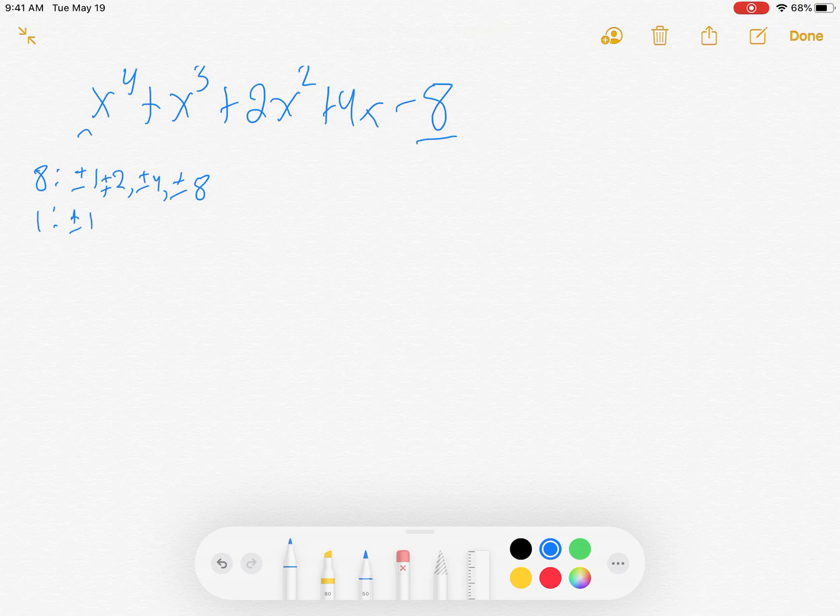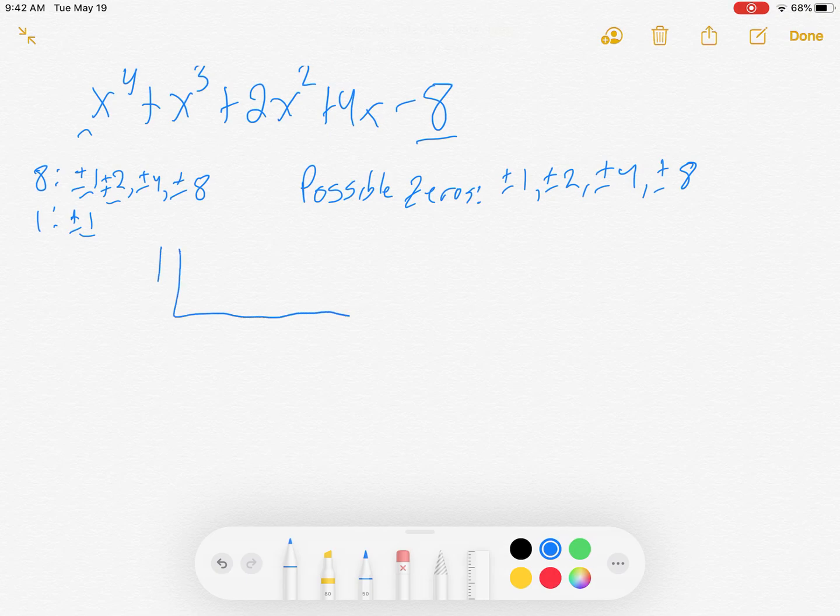Now, if we look at the ratio, we always divide those. So when we divide these, I get my possible zeros. These are just a list of possible zeros. So the possible zeros are plus or minus 1, plus or minus 2, plus or minus 4, and plus or minus 8. So I'm going to start with 1, and I'm going to do synthetic division.